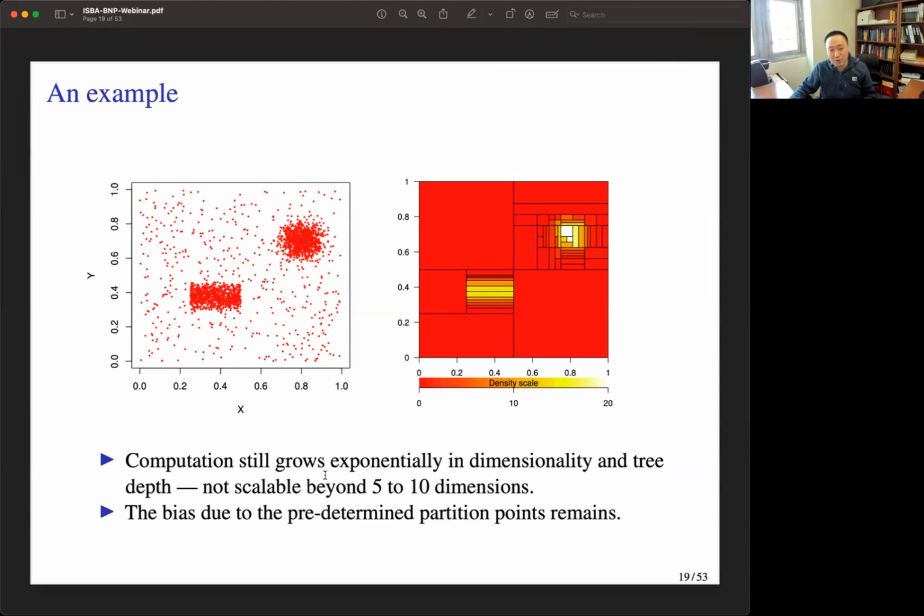It's partial for 2 reasons. One is that it did not touch upon the predetermined partition point problem, and therefore the bias that's due to the strictness that you always have to divide in the middle of some other distribution, the median of some other distribution, still remains, and it doesn't resolve that. And also, the computation still grows exponentially in dimension and tree depths, and you generally cannot apply this model to data beyond 5 to 10 dimensions.